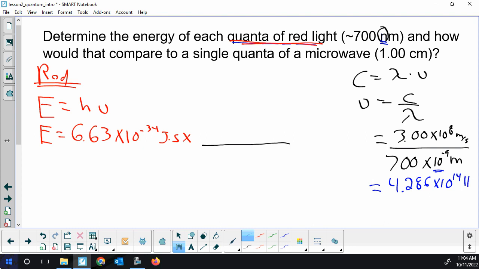And I get a little under 4.3 times 10 to the 14, 1 over seconds, and 1 over seconds can be switched to hertz. You kind of need to be comfortable. You could go 1 over s or hertz, it doesn't matter.